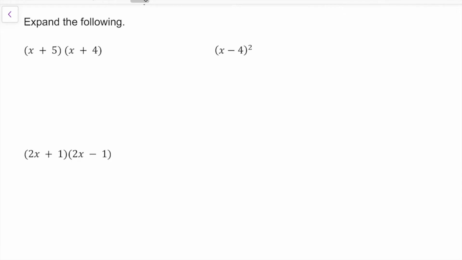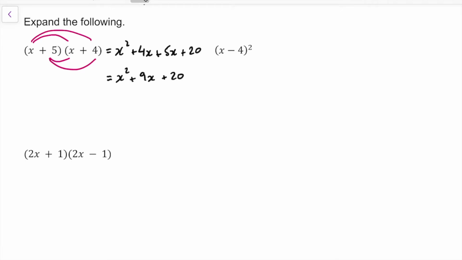Expand the following. So this is where we're getting into our binomials and our perfect squares. So again, we're just distributing across the brackets. So we've got x times x. Well, that's x squared. We've got x times 4. Well, that's 4x. 5 times x. Well, that's going to be 5x. And then 5 times 4. That's going to be 20. So we end up with x squared. And then 9x, because we've got 4 plus 5. Plus 20.